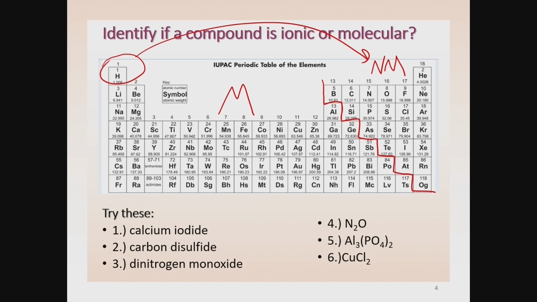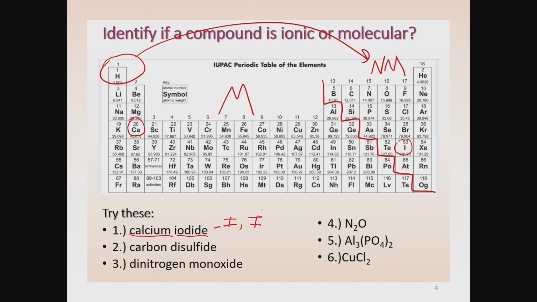So calcium iodide, is that an ionic compound or a molecular compound? What you'll have to remember is calcium's symbol. It is Ca, so that apparently is a metal. Iodide sounds like iodine, whose symbol is I, and it's over here, so that is a non-metal. So we have a metal and a non-metal. So this is an ionic compound, and it has ionic bonds.